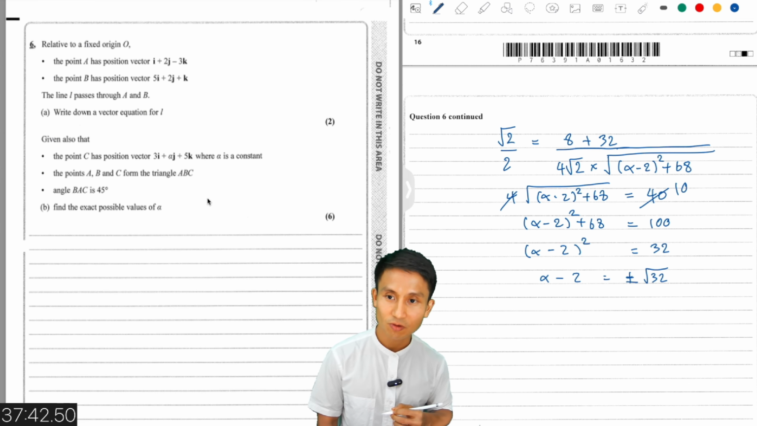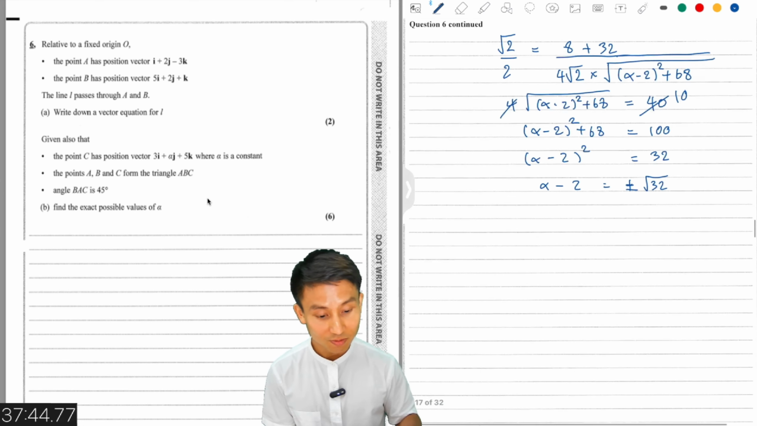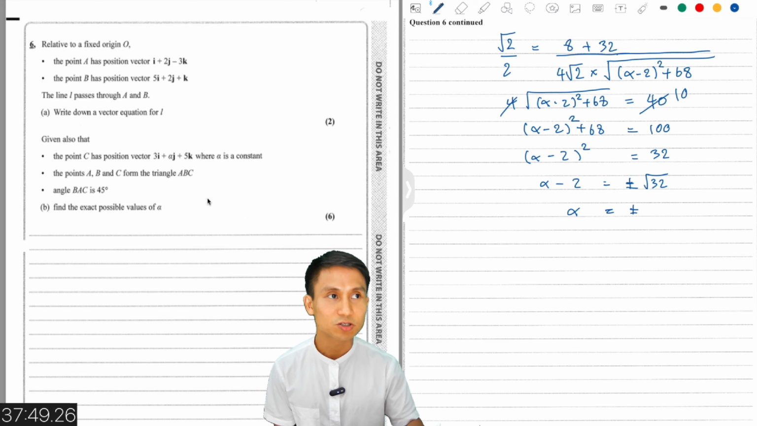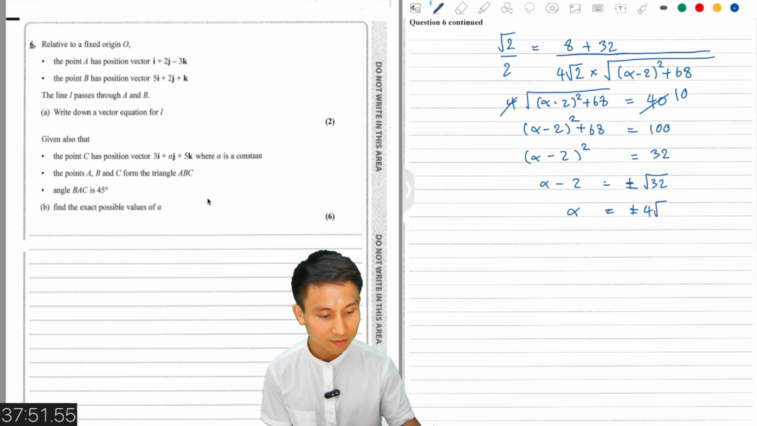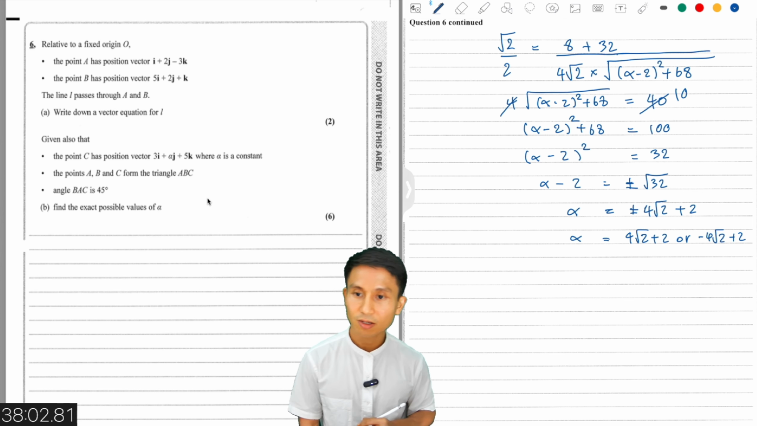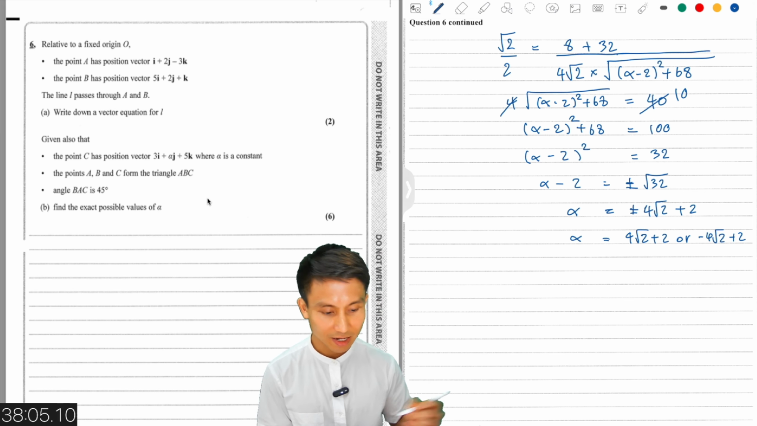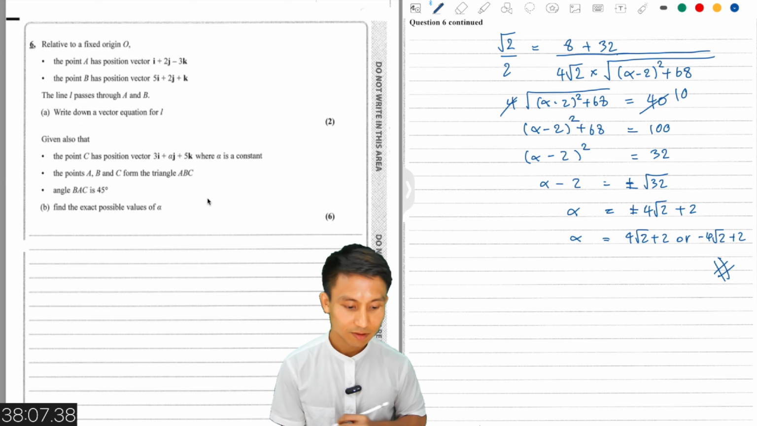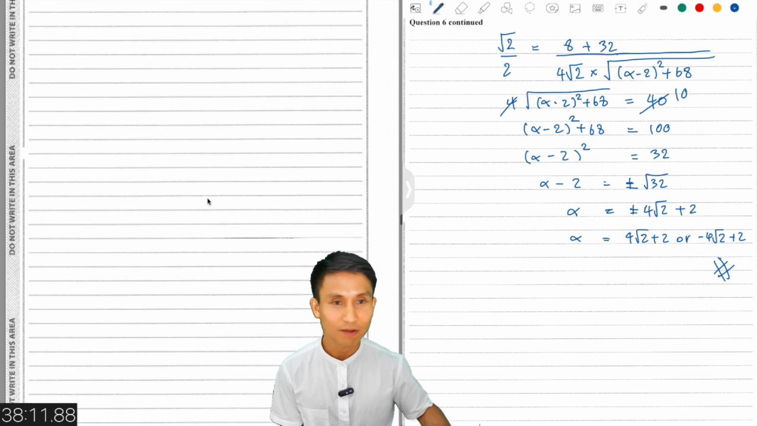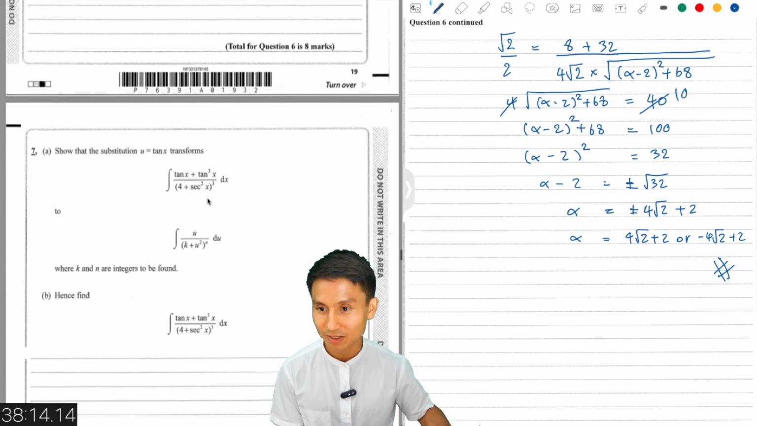Remember, when you take the square root on both sides, you need to do plus or minus. So alpha would just be plus or minus root 32, which is again 4 root 2, isn't it, plus 2. So that would just be 4 root 2 plus 2 or minus 4 root 2 plus 2. Exact possible values of alpha. I think I got it. There you go. Exact possible values. Yeah, that's it for vectors. Not that bad. I'm still at 38 minutes here.